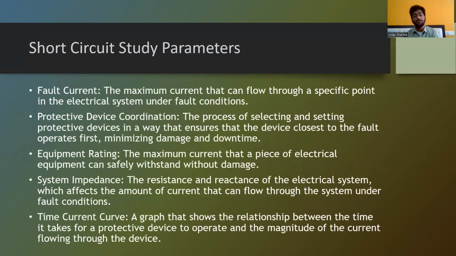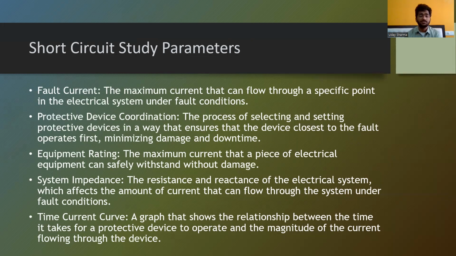Short circuit study parameters. Firstly, let us see what are the parameters we need to study during the short circuit conditions. We need to study the fault current. We need to analyze the protective device coordination. We need to see about the equipment rating, system impedance, and the time current curve.